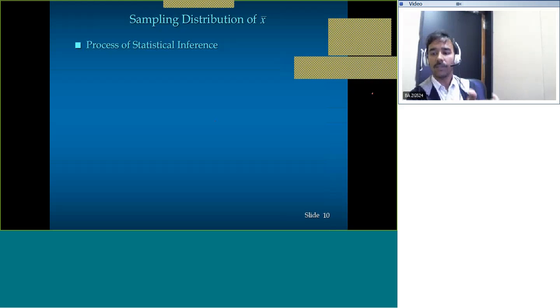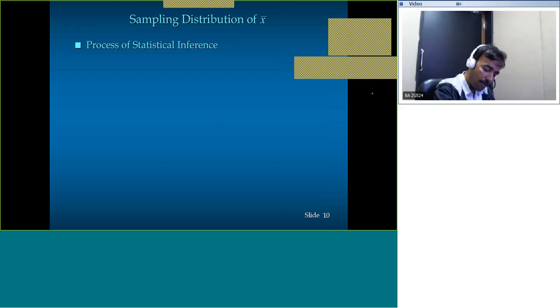Yes or no? So a sample statistic is not a constant because it depends upon the sample. If you change the sample, its value may change. That's why a population parameter can be taken as a constant, whereas a sample statistic is a random variable. It depends upon the sample which we calculate.